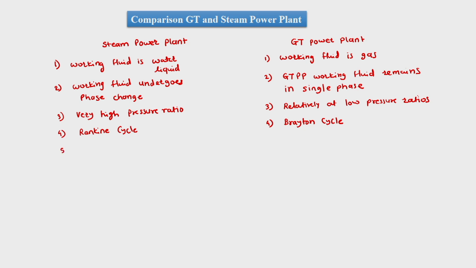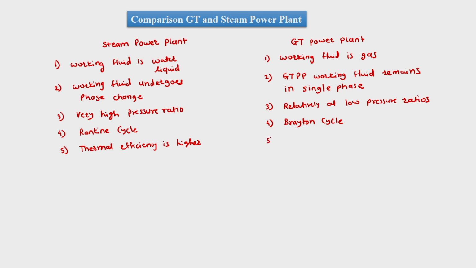Then in case of steam power plant, thermal efficiency is higher, since the net work output actually includes pump work, which is negligible. So W net is high in case of steam power plant, so it would have higher efficiency, and thermal efficiency is less in case of gas power plant.